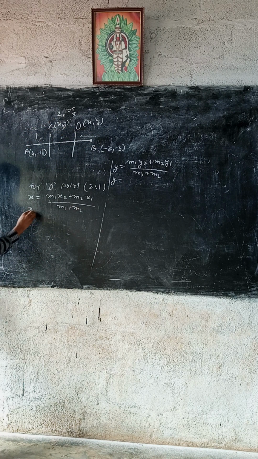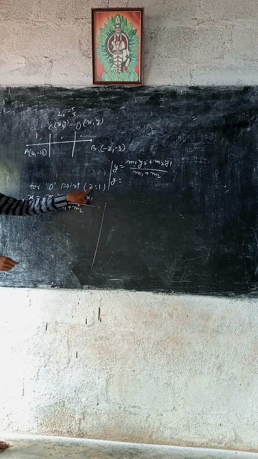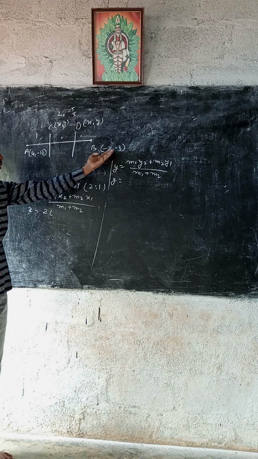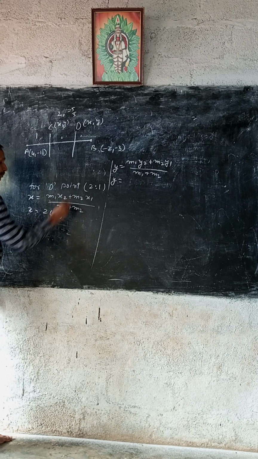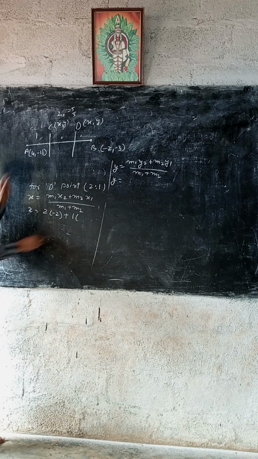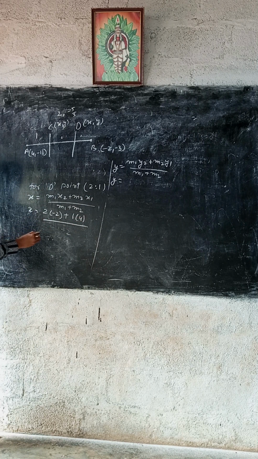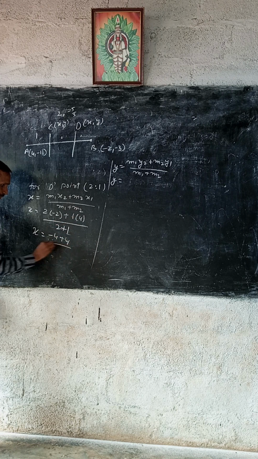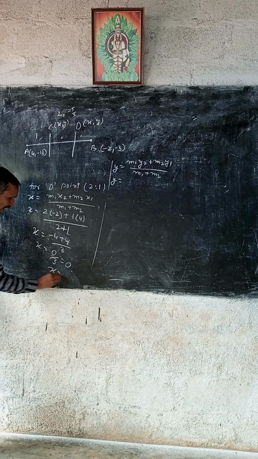So now we can write x is equal to what? m1. m1 value, what? 2 into x2. The x2 value is 4... you can think that x2 minus 2. Okay, then plus m2. m2 value is 1, 1 into x1. x1 value is 4, divided by m1 plus m2, 2 plus 1. Then x is equal to 2 times 4 minus 4 plus 1 times 4, divided by 2 plus 1, which is 3. Then x is equal to 4 plus 4 minus 4, that is 0 by 3, which is 0 only. The x value we got is 0.